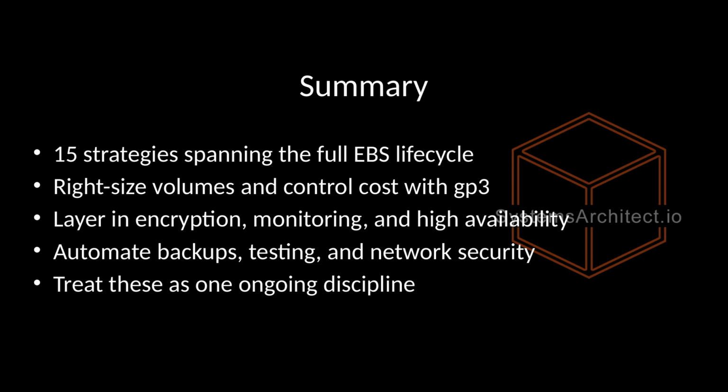In summary, these 15 strategies span the full lifecycle of managing Amazon EBS well. They run from choosing the right volume type and tuning cost with GP3 through encryption and monitoring. They also cover high availability options like multi-attach, backup, testing, and network security. No single strategy here matters in isolation. The real payoff comes from treating volume selection, cost, and disaster recovery as one ongoing discipline. Start with right-sizing and encrypting your volumes, then layer in automated backups and monitoring.